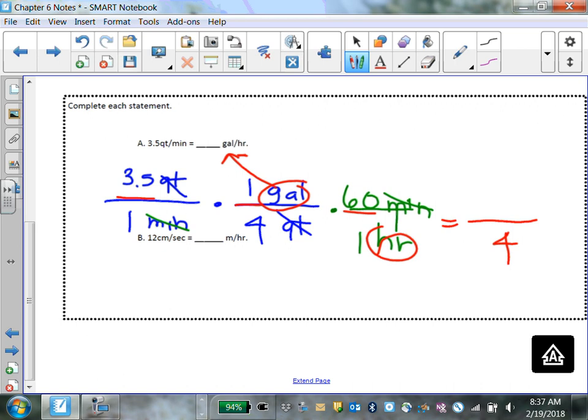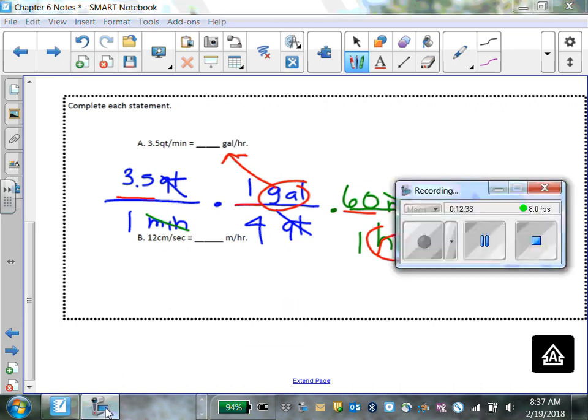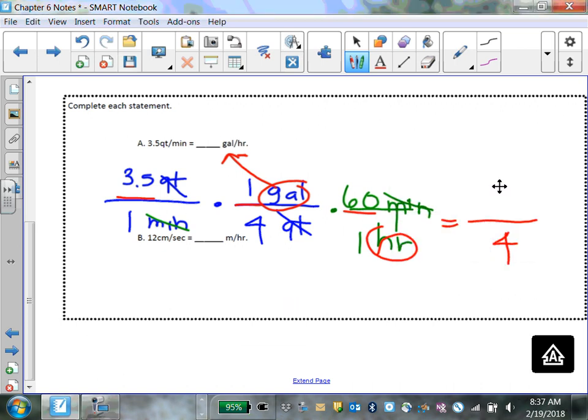The only one you probably need a calculator for is 3.5 times 60. I'm going to give you guys a chance to do that. You can't do it in your head. All right. So what did you guys get for 3.5 times 60? Everybody. 210. So you do not want to leave it like that. You actually want to do the division. This is where it gets a little bit different. So right now, do 210 divided by 4.